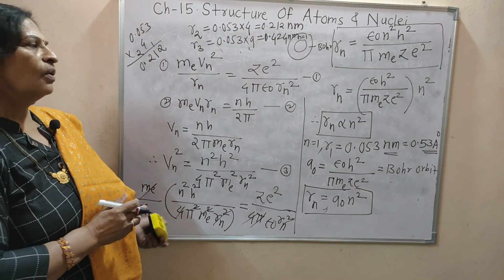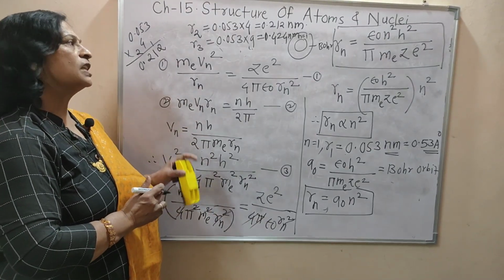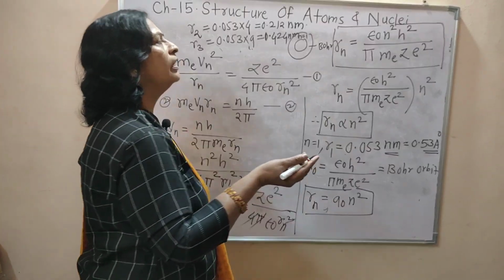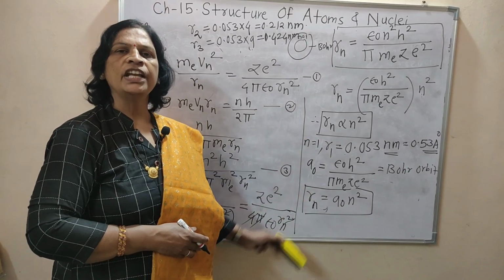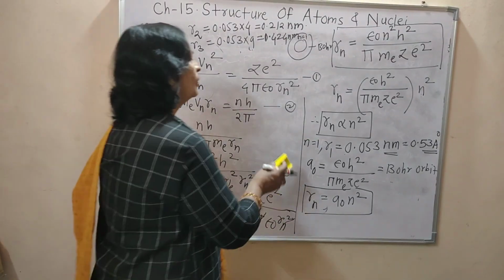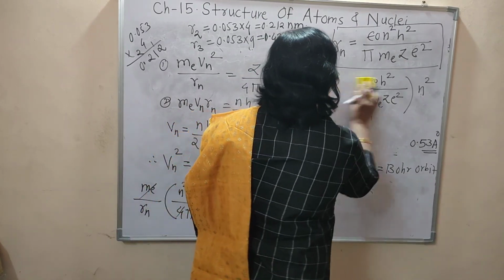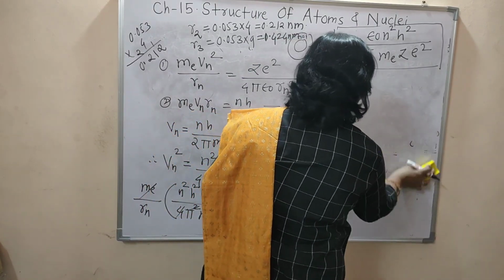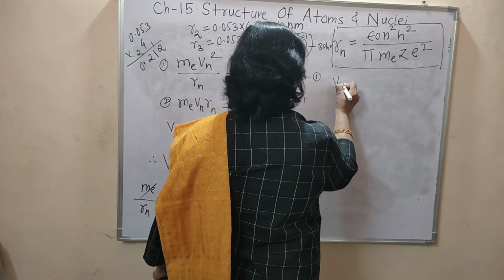Okay, now we have to obtain the derivation for linear speed Vn for the nth orbit. I hope all of you understood the previous derivation very well. Now we have to calculate the linear speed of the electron, because the electron is performing circular motion, and we have to calculate its linear speed Vn.